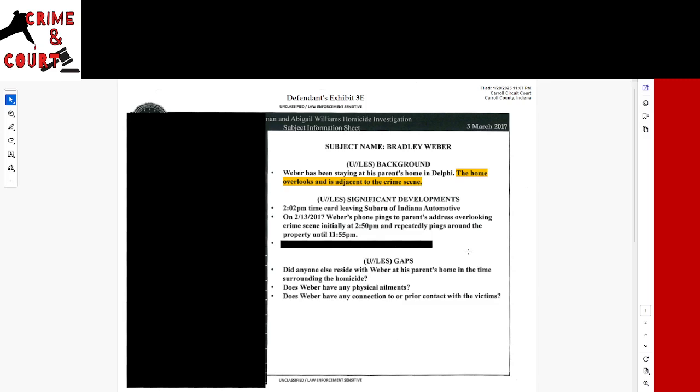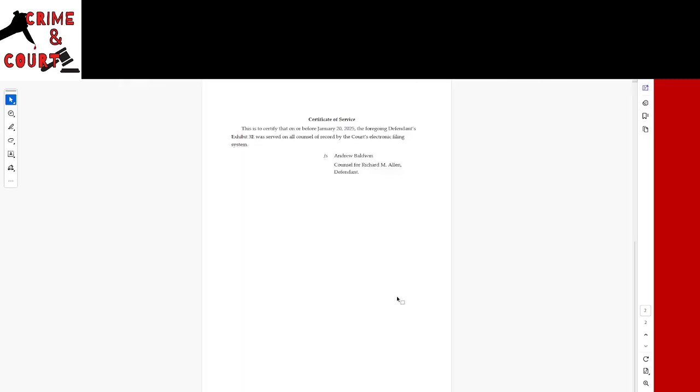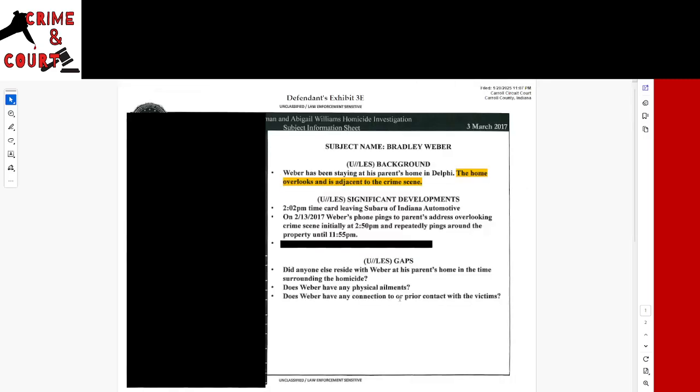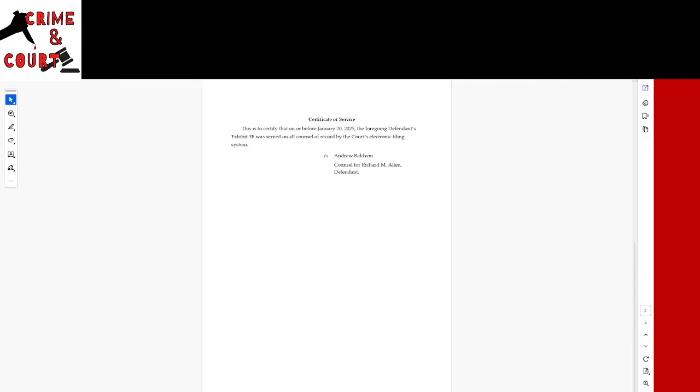So, all right. So next section says gaps. Did anyone else reside with Weber at his parents' home in the time surrounding the homicides? So they don't have an answer to that. Does Weber have any physical ailments? And does Weber have any connection to or prior contact with the victims? And that is the end of that document.